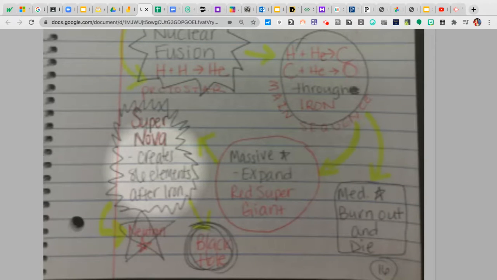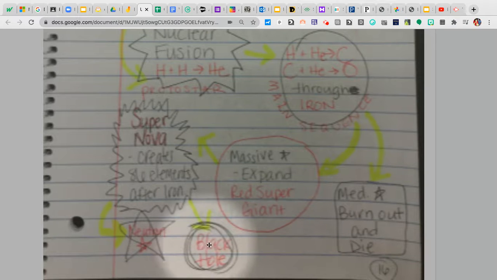And this is how we get our 86 elements after iron. So this is a large explosion. After a red supergiant phase, a massive star will explode in a supernova. And from a supernova, it could turn into a neutron star or a black hole, depending on its size.